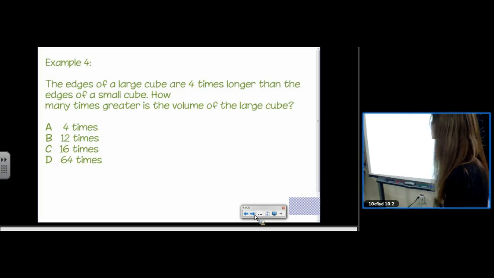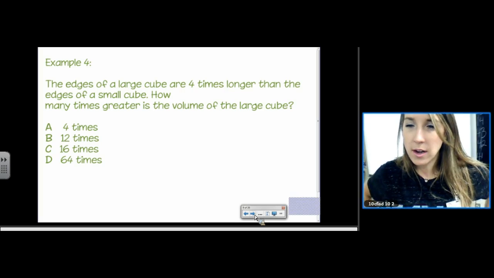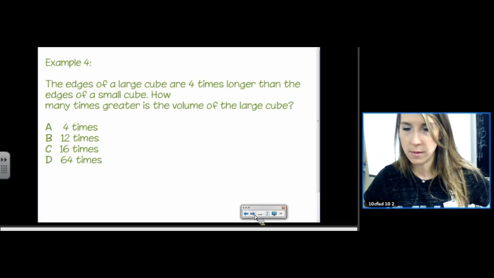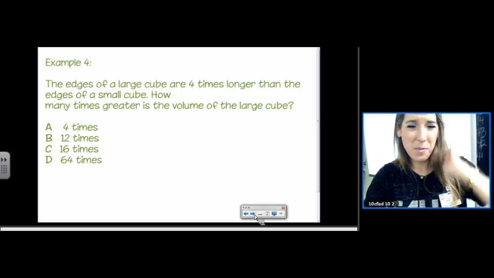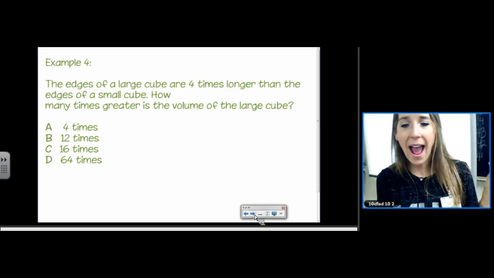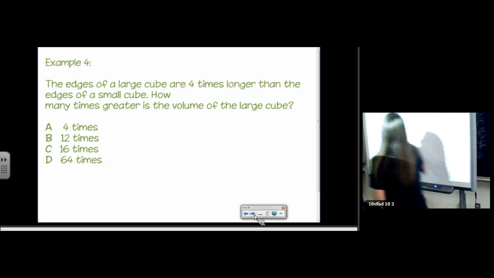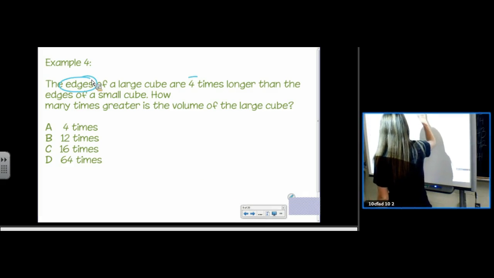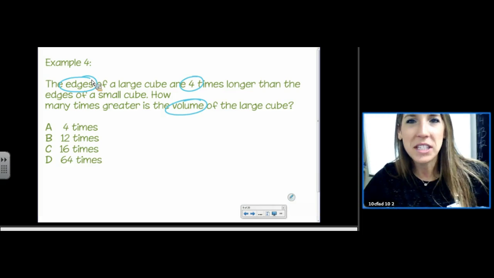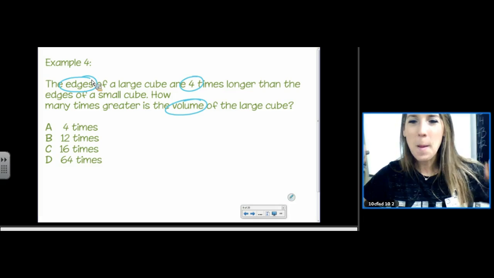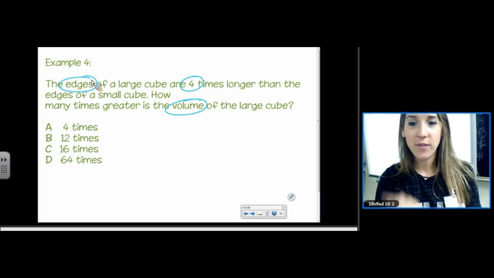The edges of a large cube are 4 times longer than the edges of a small cube. How many times greater is the volume of the large cube? Sometimes it trips people up when you put it in a word problem, but you don't treat this one any different than what we've been doing. Go ahead. You can type the answer if you want. Edges. I'm gonna circle the keywords. That's all you need. Cubes are all similar to each other, by the way. We don't even need to say they're similar.